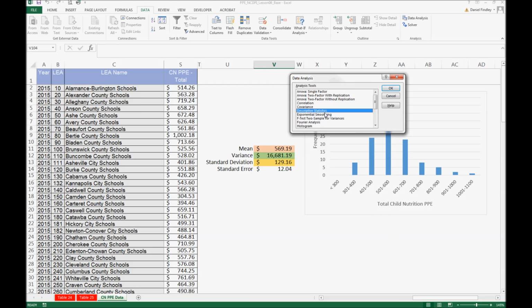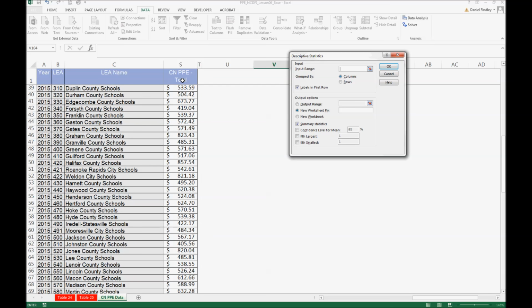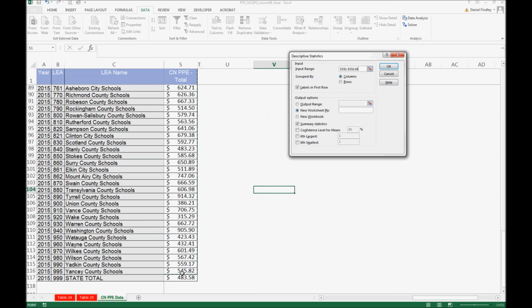And we'll choose Descriptive Statistics, and we're going to select our input range. It's going to be basically all of column S, except we're going to exclude the state total in the bottom row. And we need to make sure we have it checked that labels are in the first row because we selected the column heading. And we're going to put this in a new worksheet, and we want to see the summary statistics. So those are the things that we're going to want to make sure we have selected.